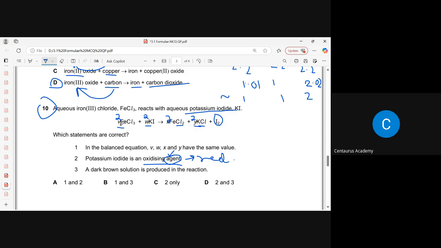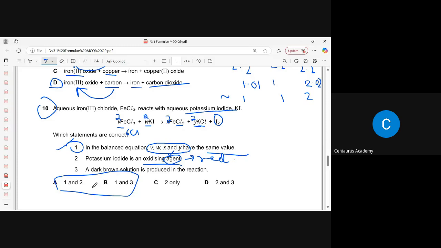So 4 plus 2 is 6. 3 times 2 will become 6 chlorine atoms on the left, and 2 iodine atoms. So 2 iodine atoms on the right as well. This means that yes, if all of them possess the same values, then the equation is chemically balanced. So this first statement is completely right. Now we should check statements number 2 and 3.